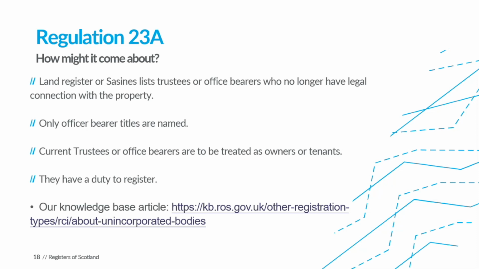To be clear, the two scenarios that would trigger Regulation 23A are where all the original trustees or office bearers have ceased to be involved, or only their office is listed. As I said previously, RCI needs to list currently involved trustees or office bearers to meet the requirements. Each of these persons would need to list themselves as recorded persons, themselves again as an associate, and then list any other associates. There is a link on the screen to further information.